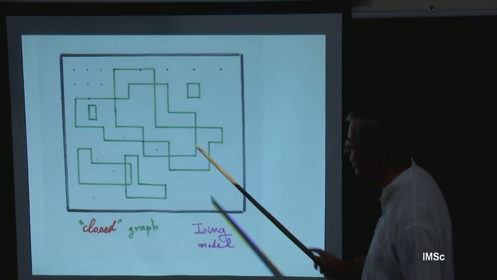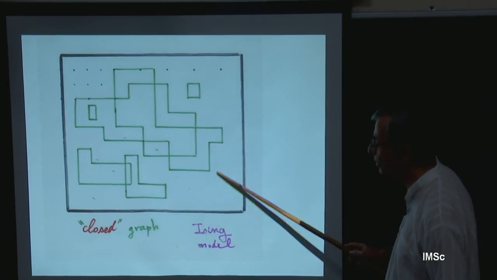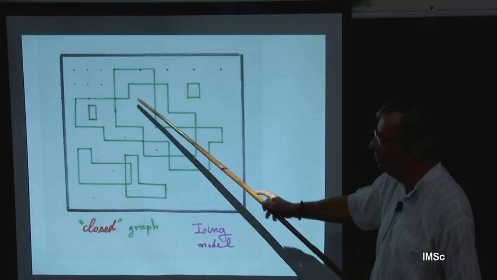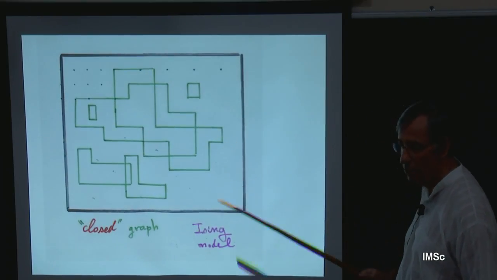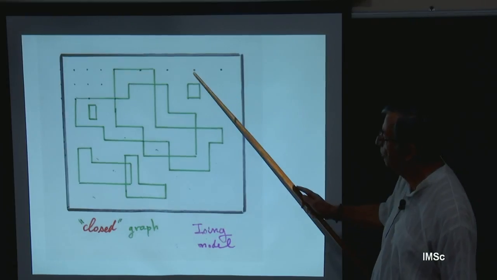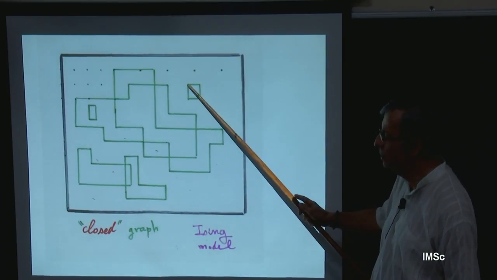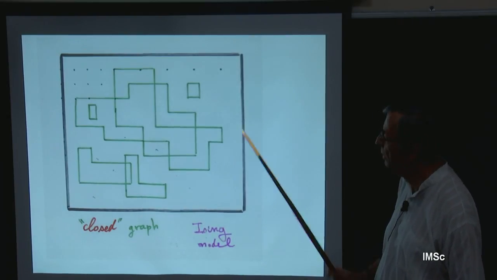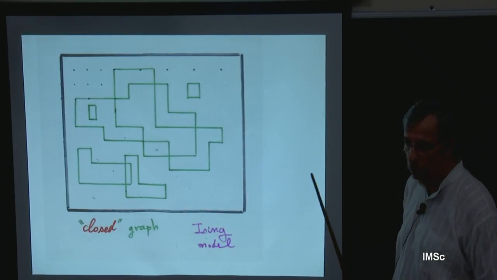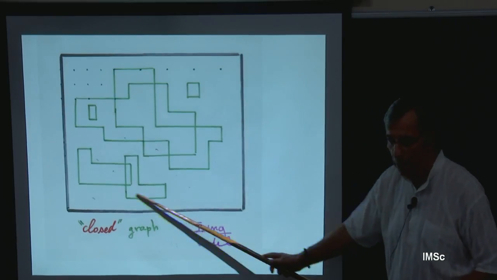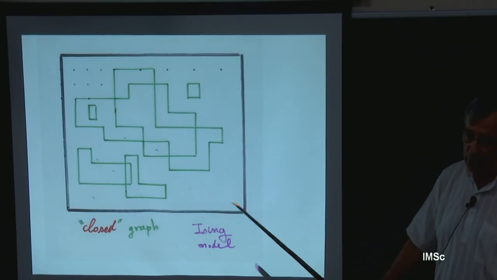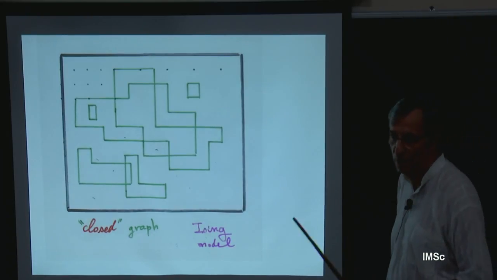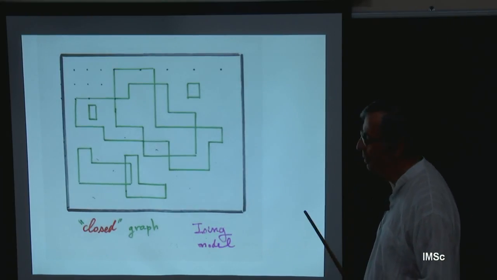The Ising model is equivalent to counting such a picture. You have a finite rectangle, and they call this a closed graph. So it's a graph with the green edges. At any point, there are no edges, or maybe 2 edges, or maybe 4 edges. The number of edges going to any vertex is even: 0, 2, or 4, and you have to count such pictures according to the total number of green edges. This is more or less solving the Ising model.